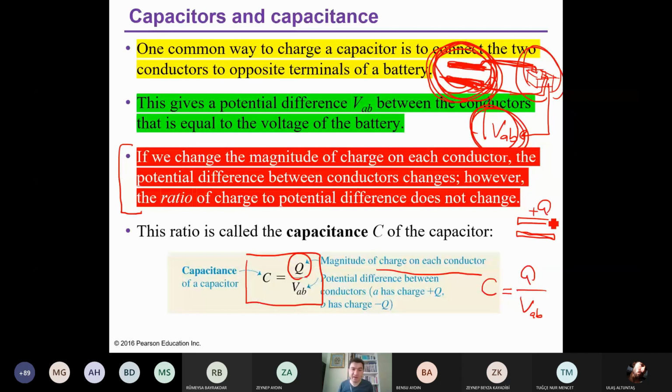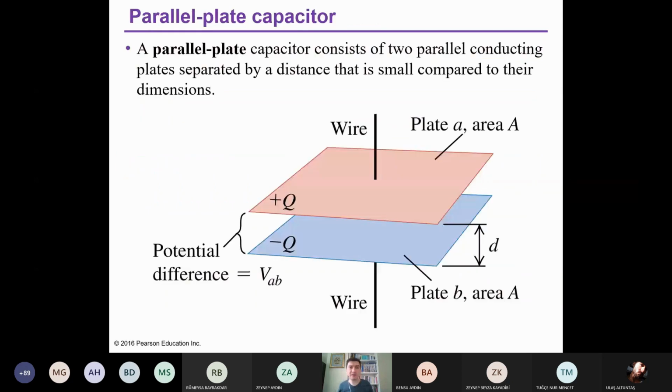And here we have VAB, the potential difference between the conductors, and this is the capacitance of a capacitor. So don't forget this formula. Please always keep this information in your mind. It will be very helpful. Do you have any question in this part? Then let me continue with the parallel plate capacitor.